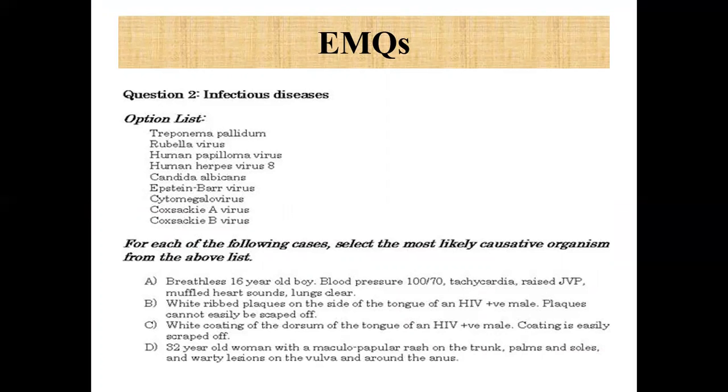We have extended matching questions. For example, option list: Treponema pallidum, rubella virus, human papilloma, human herpes virus. You have a list of answers, then 4 or 3 statements. You should choose the suitable answer from the long list for these 4 statements. Okay, we have 4 statements, but here I think 10 choices. For each one, you should choose an answer from this list.